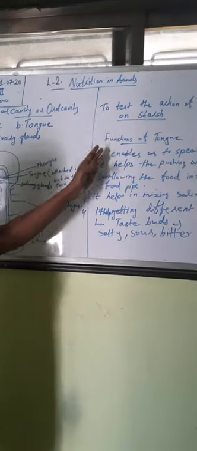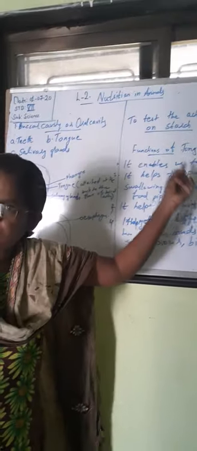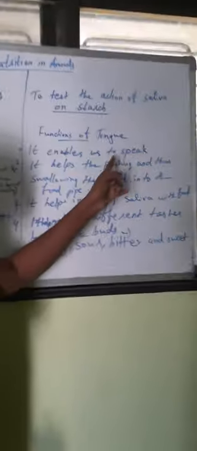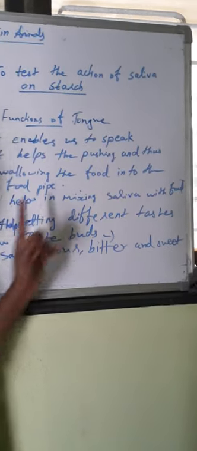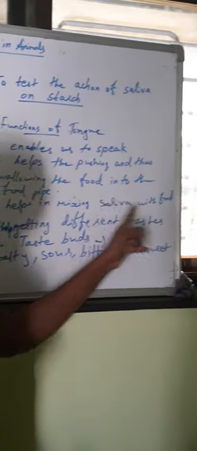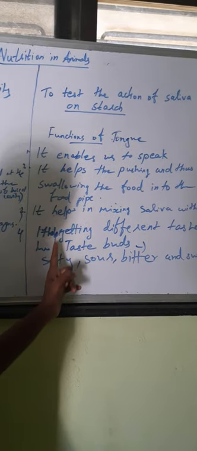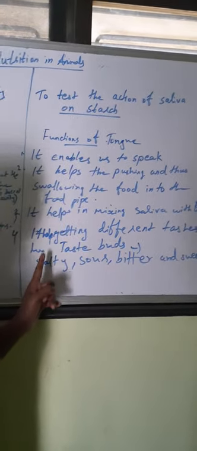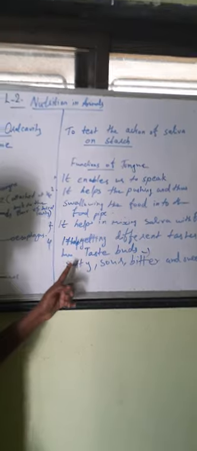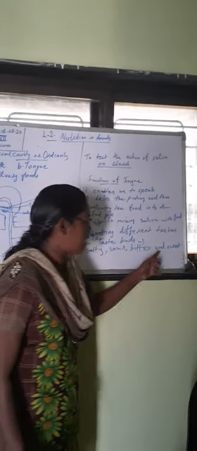So these are the functions of the tongue. It enables us to speak. It helps in pushing and swallowing the food into the food pipe. It helps in mixing saliva with food. It helps in getting different tastes through the four taste buds: salty, sour, bitter, and sweet.